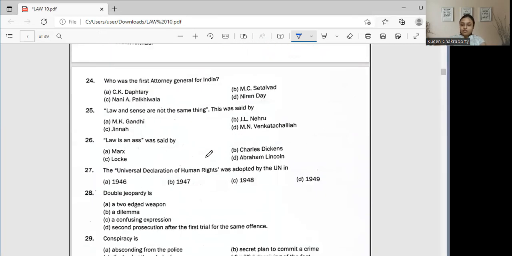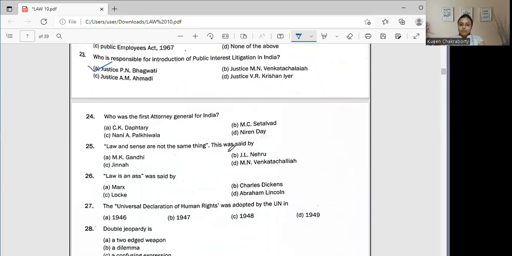Moving to the next question, question number 24. Who was the first Attorney General for India? Option A, C.K. Daphtary. Option B, M.C. Setalvad. Option C, Nani A. Palkhivala. Option D, Niren De. So the first Attorney General for India was M.C. Setalvad.